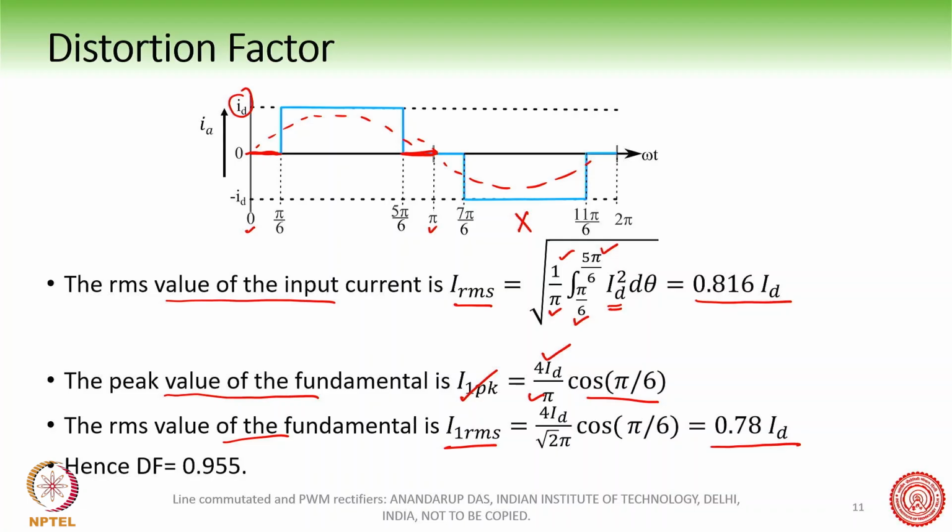If I now apply the formula of the distortion factor, it is equal to the RMS value of the fundamental divided by the RMS value of the total waveform, which comes out to be 0.955. So this is the distortion factor of this quasi-square current waveform. This is a very common waveform; we have seen this kind of current in the diode bridge rectifier, and even in thyristor rectifiers.